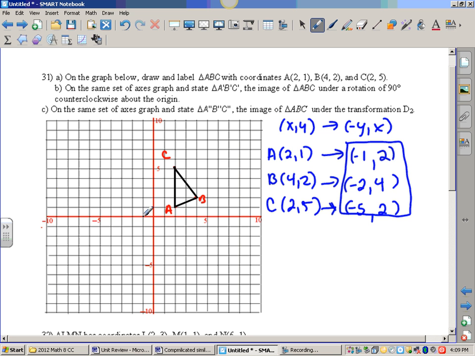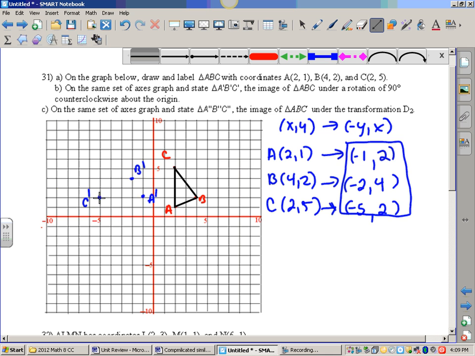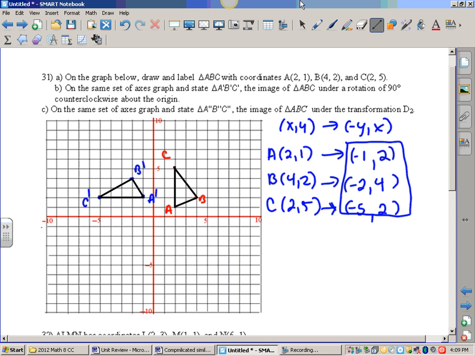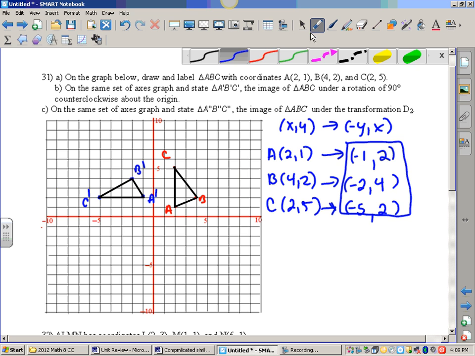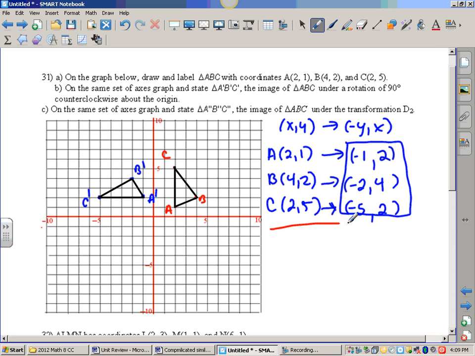So now I'm going to walk to -1, climb to 2, A prime. Walk to -2, climb to 4, B prime. Walk to -5, climb up to 2, C prime. Notice that the shape didn't change. It's completely congruent. It is copy, pasted, and then just turned. If something changed about it, the size of it, the angles, then something went wrong. You've got to get something that's congruent, equal, the exact same thing.